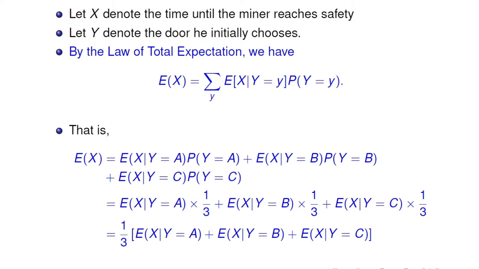Now, as we know, the miner is always choosing one of the doors equally likely. Therefore, the probabilities for Y equals A, Y equals B, and Y equals C are always 1/3. So we have the second equation. All three terms have 1/3, so we can take 1/3 in front and multiply by this summation, which is the third equation. Now, the question becomes, if we can find the summation in the brackets, then it should be good. What are these expected values of X under different conditions?